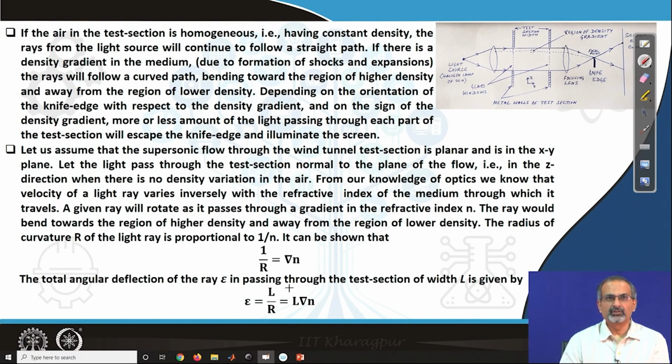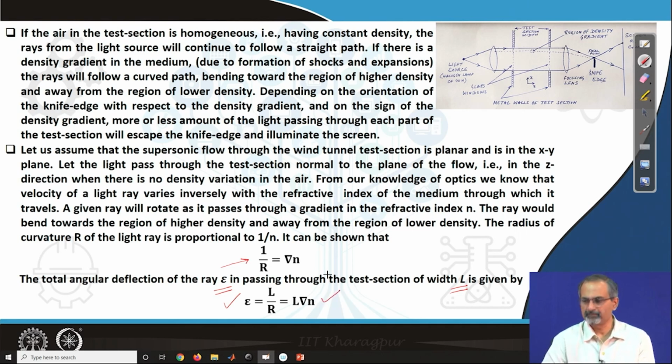You may recall that we also discussed that the radius of curvature of the light ray which is bending under the influence of a different local refractive index in the flow field is linked with n using the formula 1 by r is equal to gradient of n. Now, the total angular deflection of the light ray, given by epsilon, when it is passing through a test section of width L, is epsilon equals L divided by R, which is L times gradient of n.